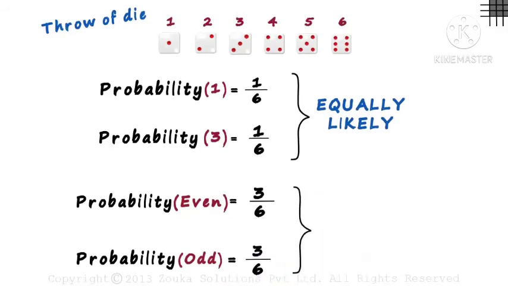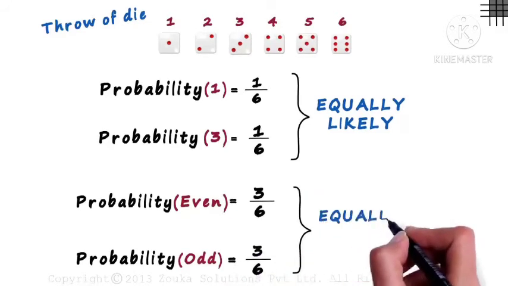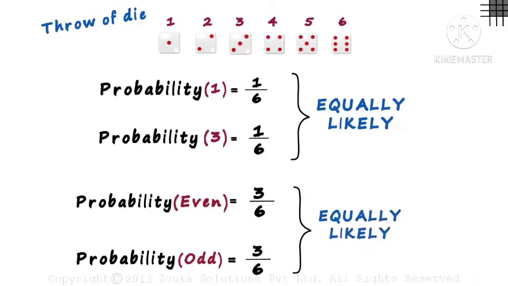So these two events are also equally likely. It means that if we throw a dice once, the likelihood of getting an even number is the same as the likelihood of getting an odd number. Can you think of an example where two events are not equally likely? We will see that example in the next video.